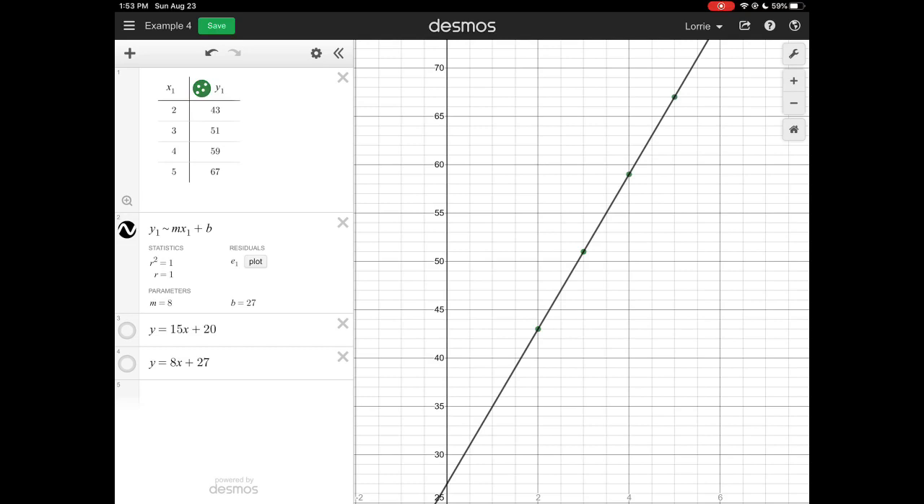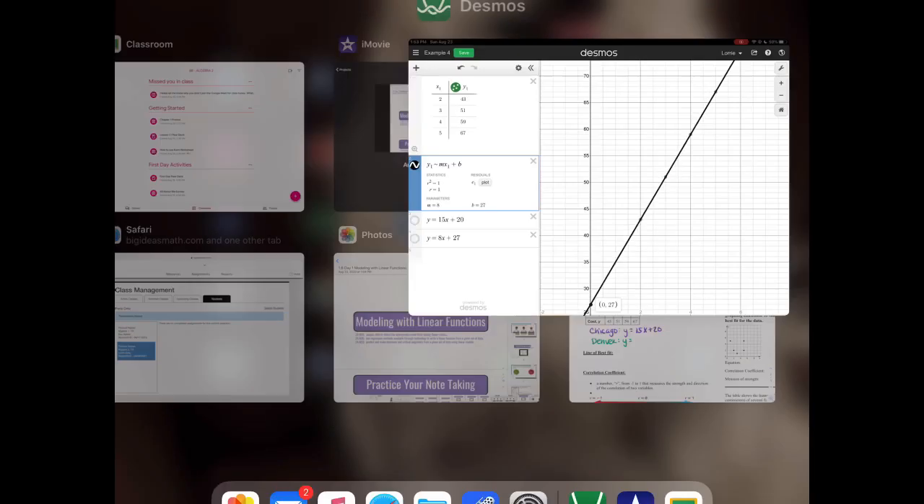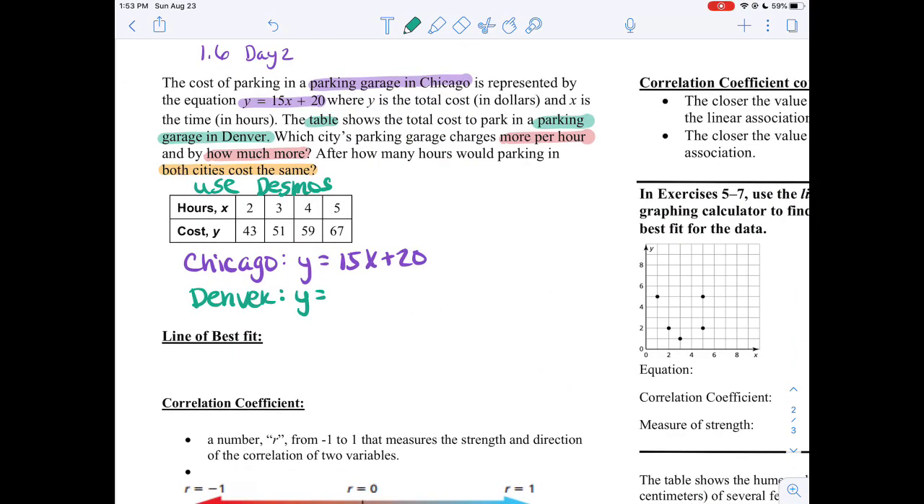Our m is equal to 8 and b is equal to 27. You could even touch the dot there and see that our intercept is at 0, 27. So we're going to use those two pieces of information and go back to our notes and create our equation. All right, so Denver was 8x plus 27. And the question is now, comparing these two graphs, which one charges more per hour? Per hour, that sounds like a slope to me. Cost per hour.